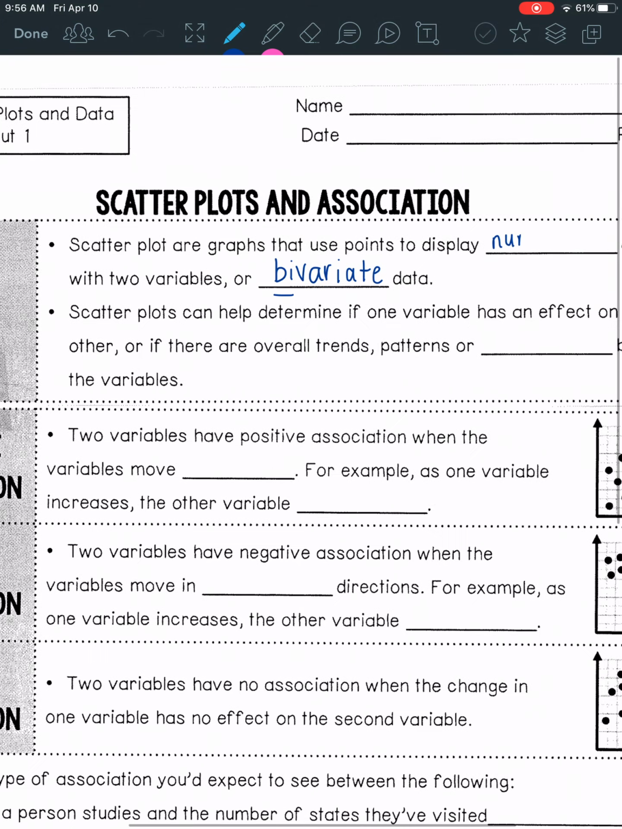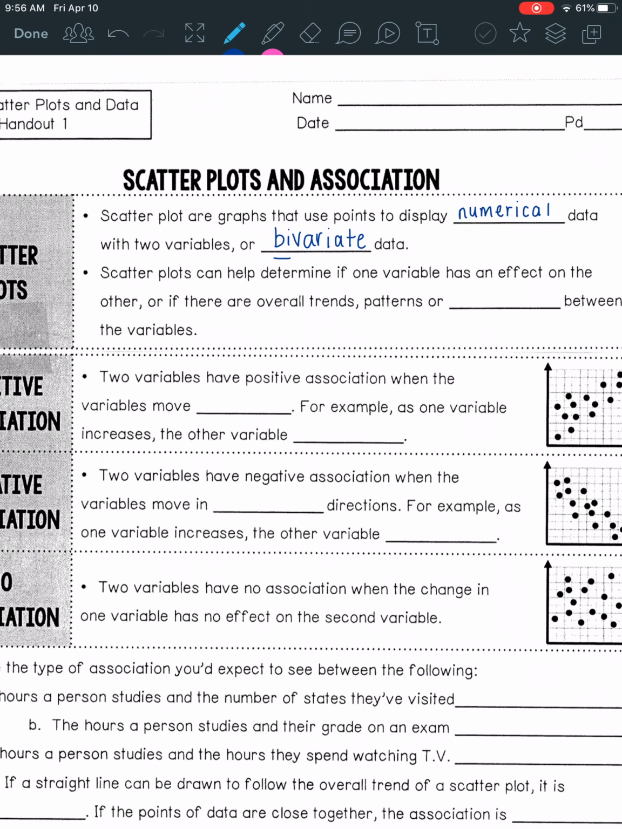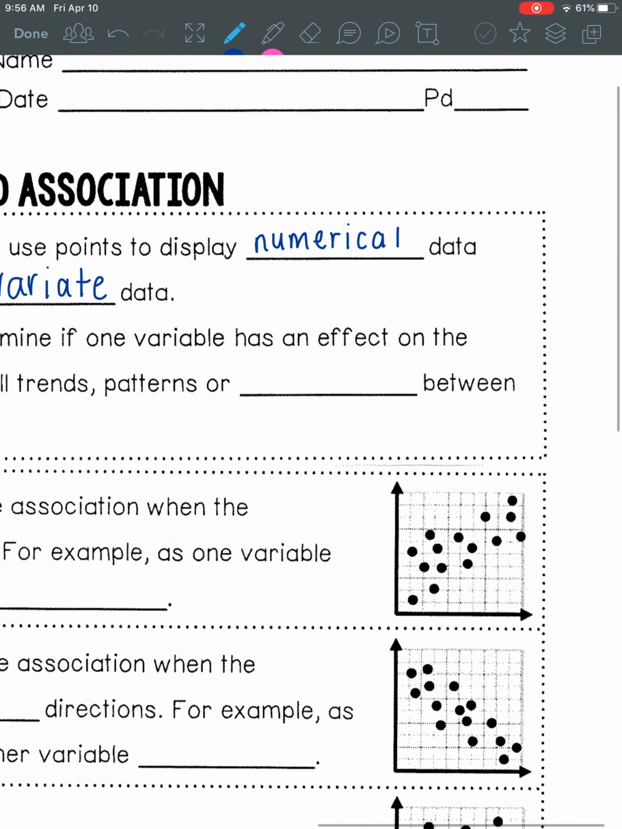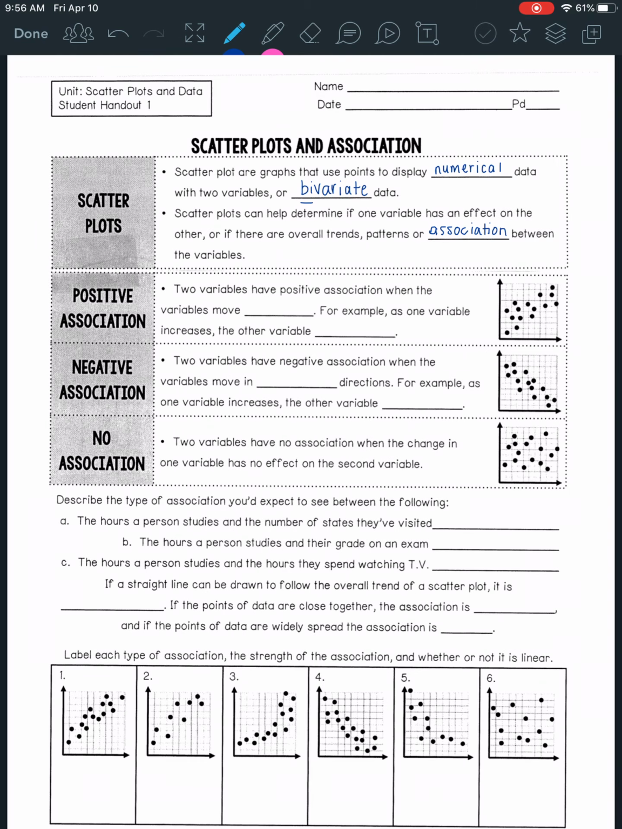So scatter plots can help determine if one variable has an effect on the other. So then we can look at, is there a pattern, is there a trend, or we also call this association. All of these are the exact same terms, and we'll also call it correlation. So you'll see all of those words used interchangeably. So three different types of associations. We have positive, negative, or no association.